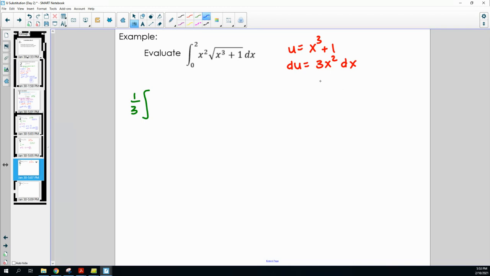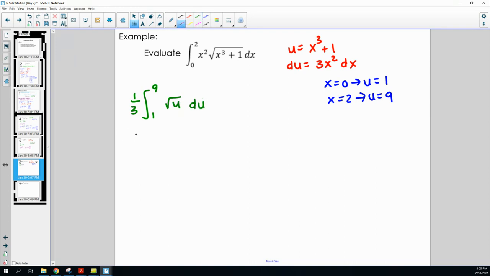Now I'm going to change my limits of integration. So when x is equal to 0, u is going to equal 0 cubed plus 1, so that's 1. When x is equal to 2, I'm going to end up with u equaling 2 cubed plus 1, which is 9. So my limits of integration are now 1 and 9. And now I have the square root of u du.